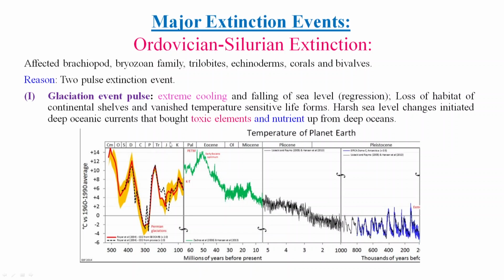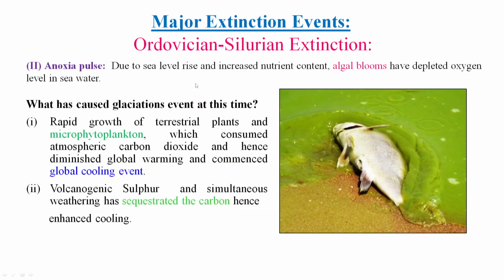So due to this glaciation event pulse, there was extreme cooling and falling of the sea level. This was followed by an anoxia pulse. Due to sea level rise and increased nutrient content, algal blooms depleted the oxygen level in sea water. So dissolved oxygen levels decreased very fast in this anoxia pulse.